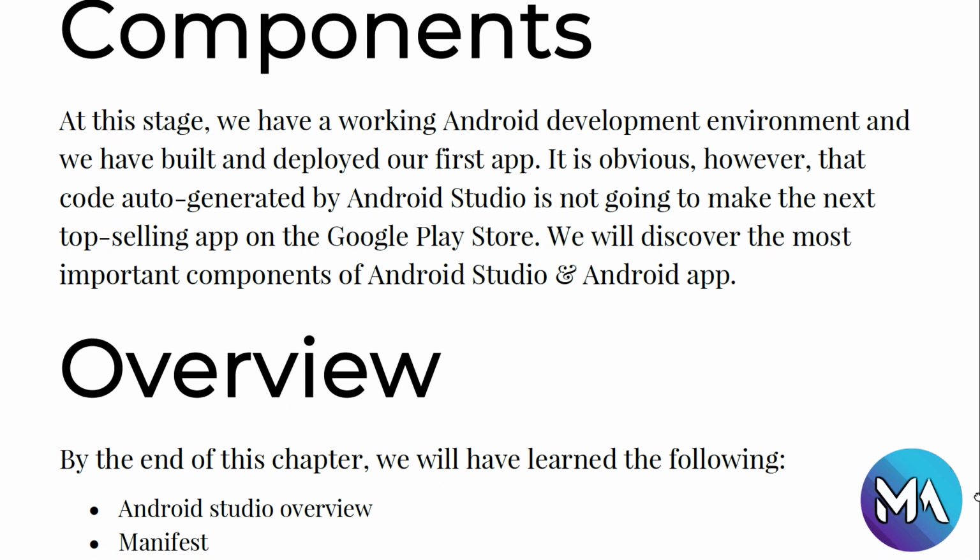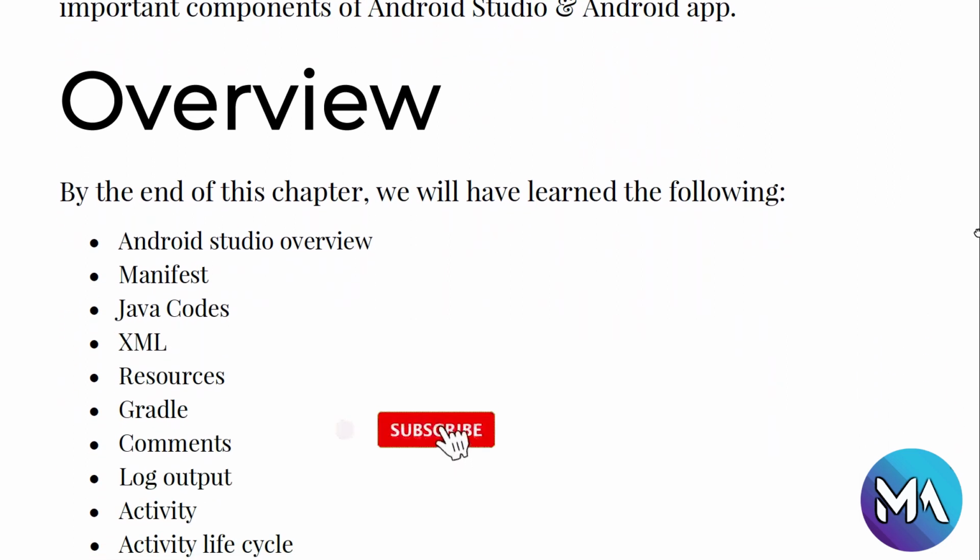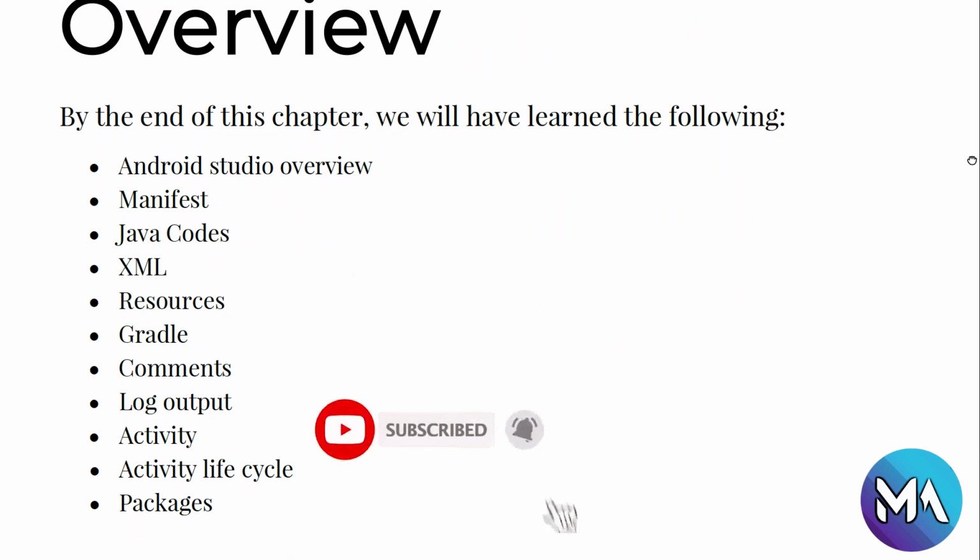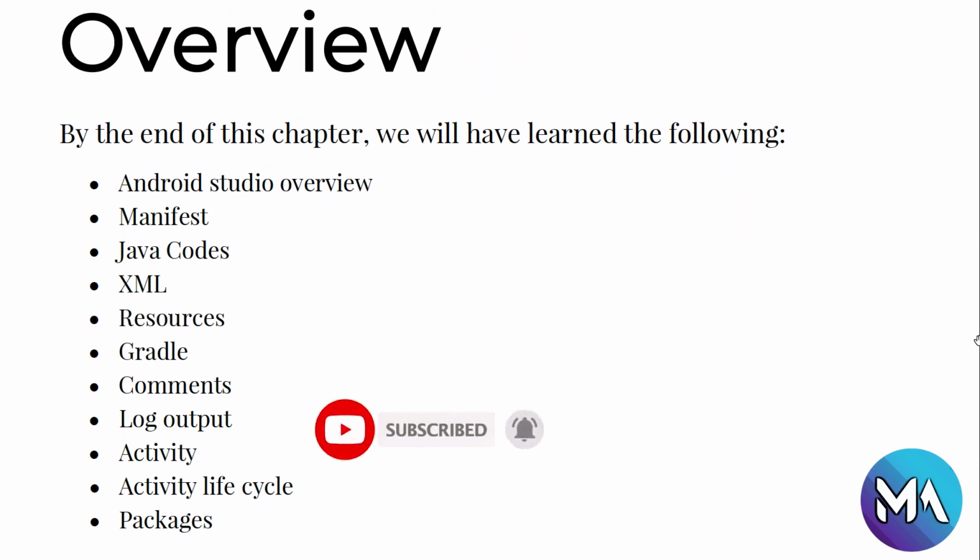So an overview for the section. By the end of the section, we will have learned the following: Android Studio overview, manifest, Java codes, XML, resources, Gradle, comments, log output, activity lifecycle, and the packages. So let's move to the second lesson.